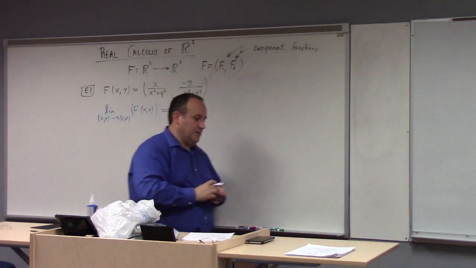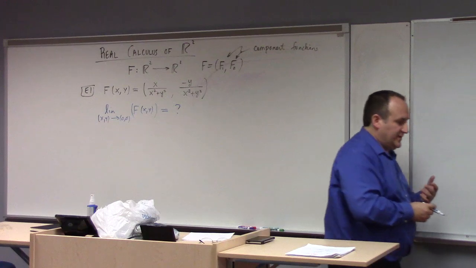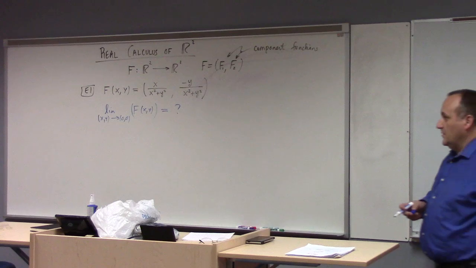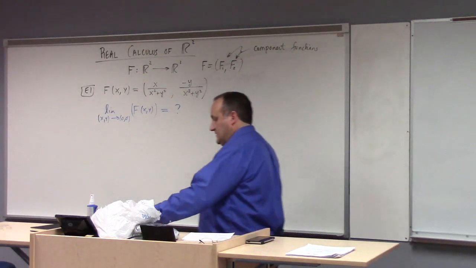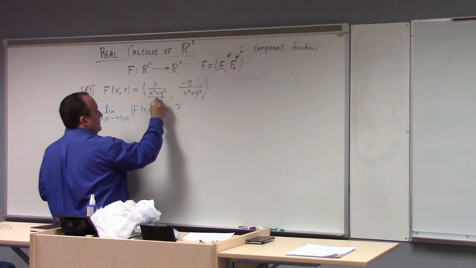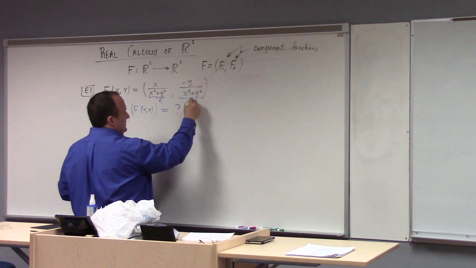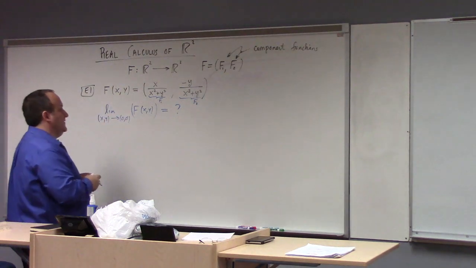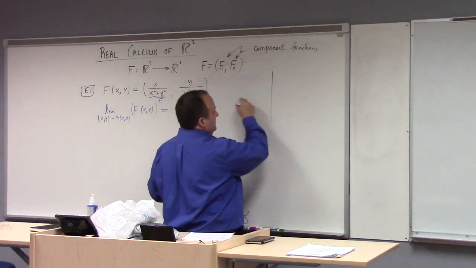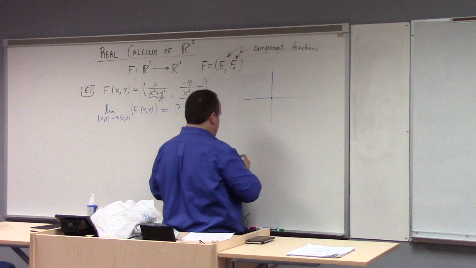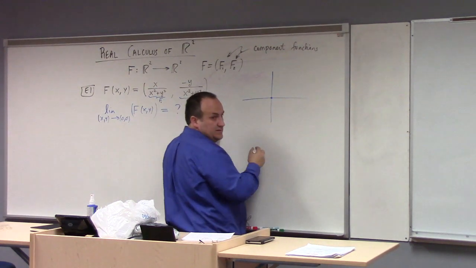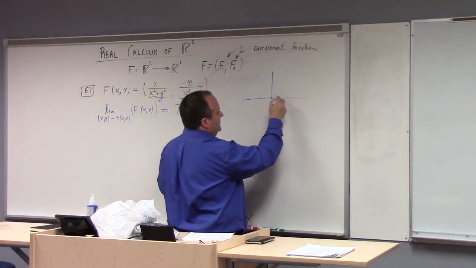So here's the thing. That limit exists if and only if the limit of f1 and f2 separately exist. So we would need both f1 and f2 to have separate existing limits. This is f1, and this thing over here would be f2. And for the limit at the origin to exist, we should be able to get the same thing if we, remember, we did this thing with different path limits in Calc 3. So let's see here.